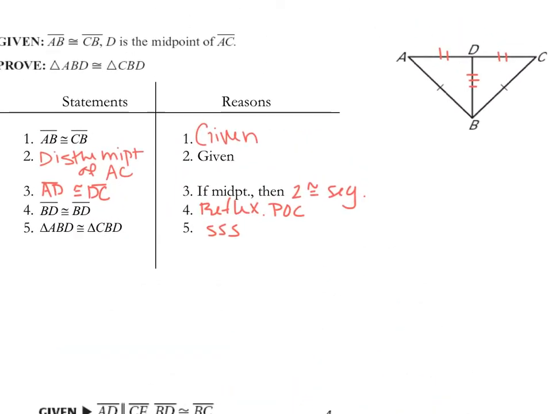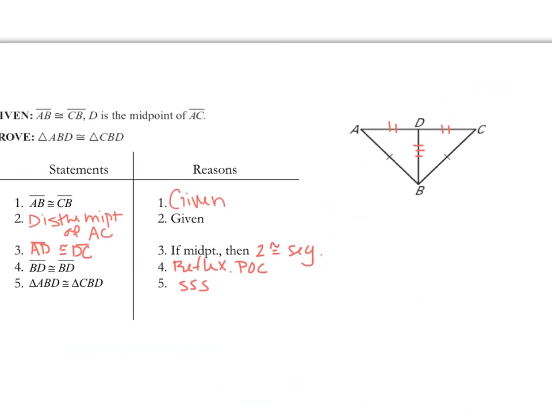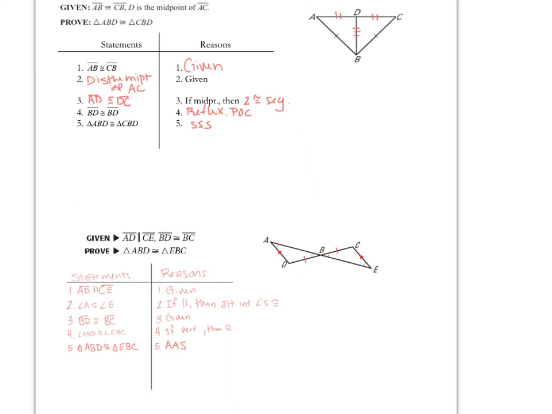The first one was a side, side, side, so it was on the easier side. So you put in your given, I put in my second statement, my next given, and then if midpoint, then two congruent segments. So I look at my picture, and D is the midpoint of AC, so then it would be AD and DC would be congruent, and that's my third statement. Already was written for you was the reflexive, so then you just have to realize BD is congruent to BD by reflexive, POC. And then your last one was the side, side, side, because it was all three sides.